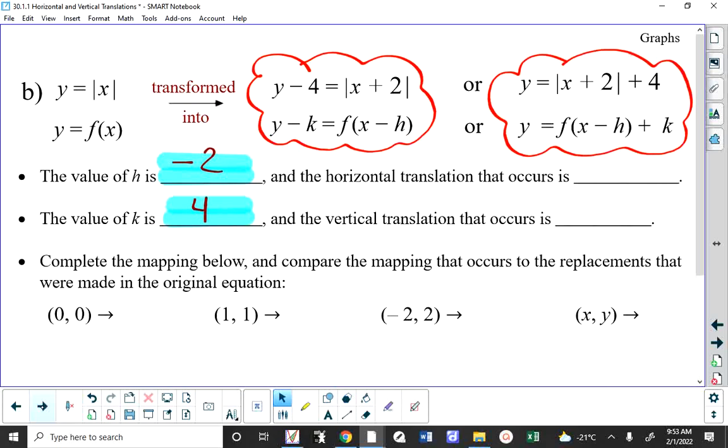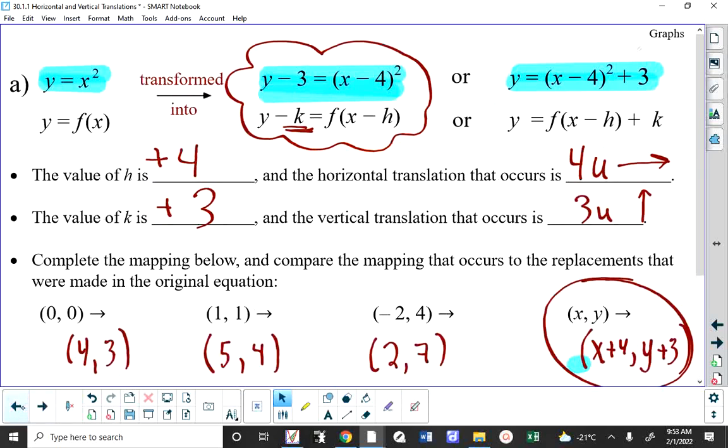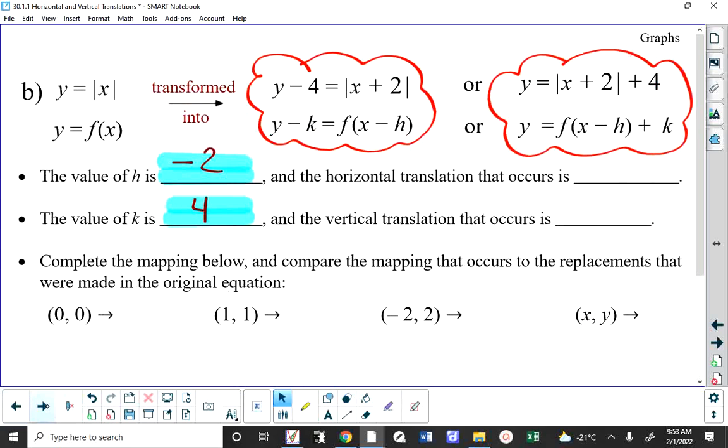So what do you think is going to happen to this graph of the absolute value of x? If h is negative 2, and we learned that when h is positive 4, it shifts 4 in a positive direction, which is to the right, then we would suspect that this is going to shift the absolute value of x 2 units to the left. And by the way, I haven't really said it explicitly, well, I have, it's in your notes: h is horizontal, k is vertical, right? So we would expect this to be 2 units to the left and 4 units up. And by the way, you know what the absolute value of x looks like. It's that V from Math 20. So let me show you the graphs now.